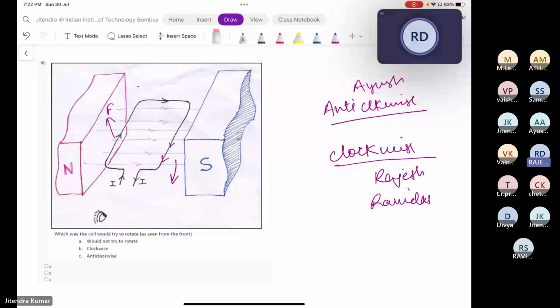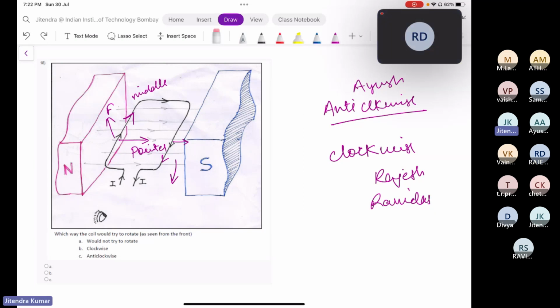Sir, if you use the right-hand thumb rule, you can apply the right thumb rule. The direction of the thumb will be the direction of current, and the fingers will apply the force upward, and the direction of current is down, the south pole direction, so the thumb and the force will apply downward. So in this way, sir, clockwise direction will be found.